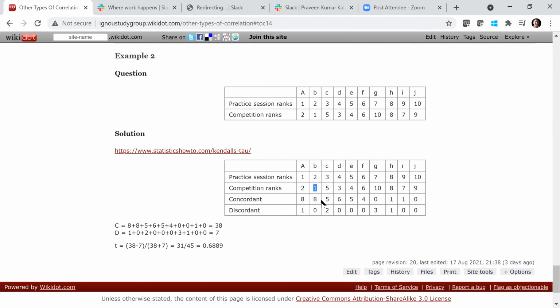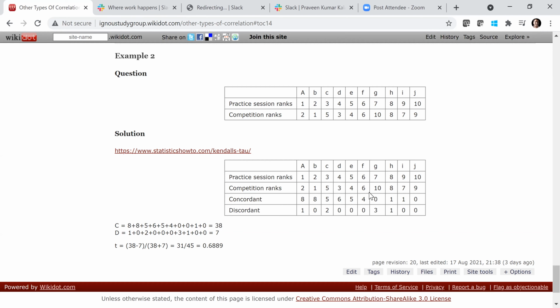8 again, right? So now 8 people got rank greater than 1. So how many people got rank less than 1? 0. There is no other person who is lesser than 1 here. Now I take C. Now the C's rank is 5. Okay. So how many people got rank greater than 5?